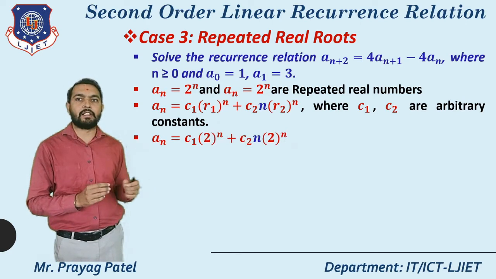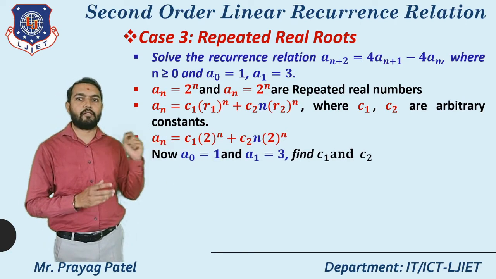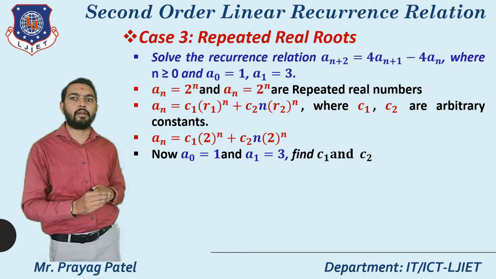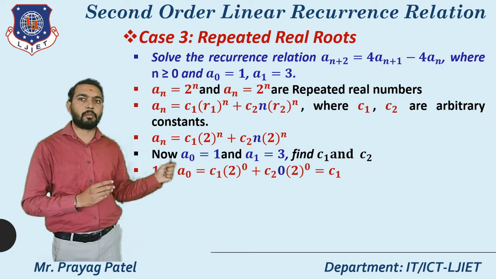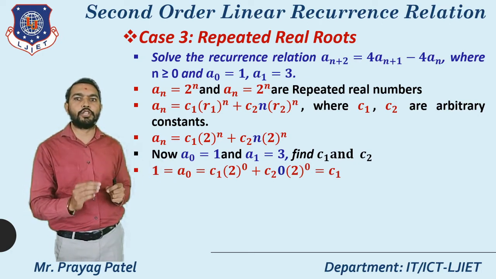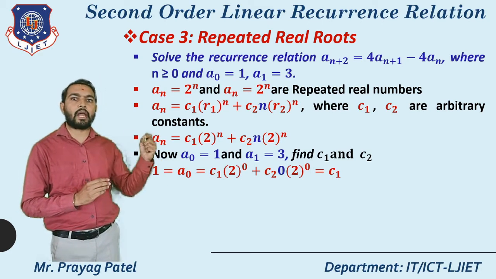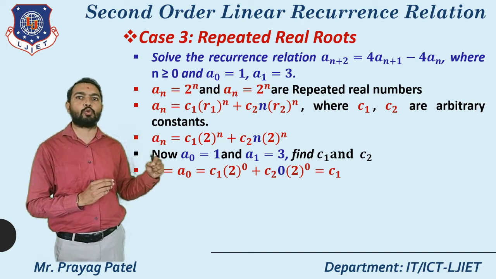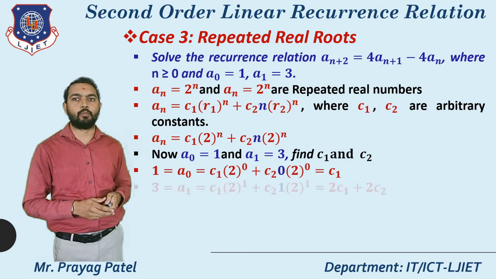Now apply this equation for our two cases A0 and A1. First is A0 equal to 1 and A1 equal to 3. Now consider A0 equal to 1. That means the value of n is equal to 0 because A of 0. So C1 into 2 raised to 0 plus C2 into 0 into 2 raised to 0 is equal to 1, because the C2 term becomes 0.